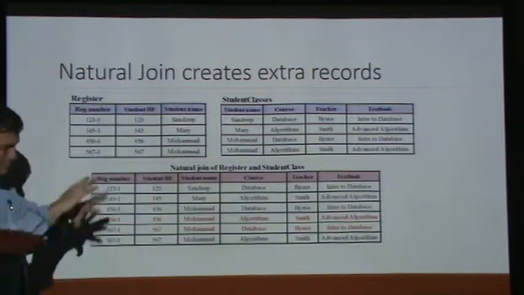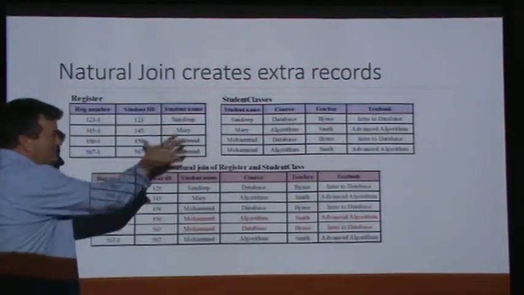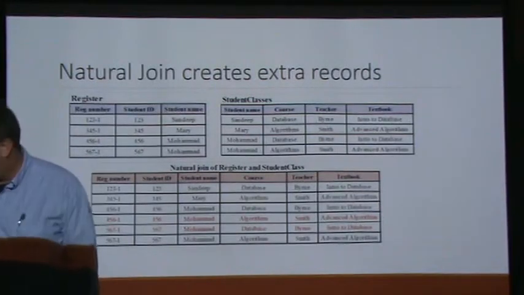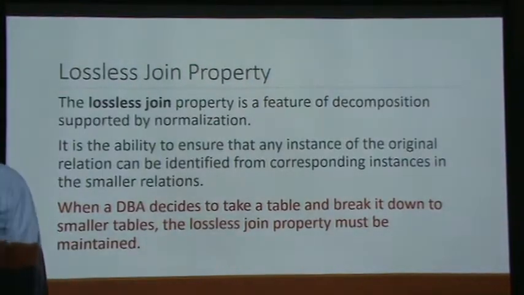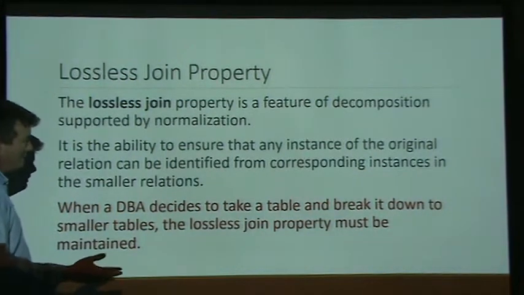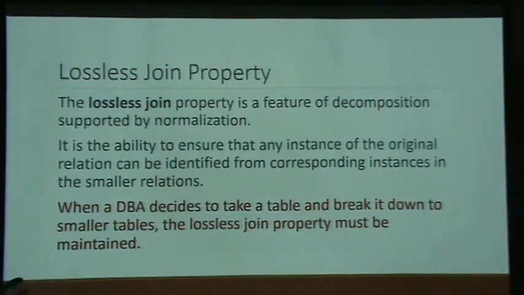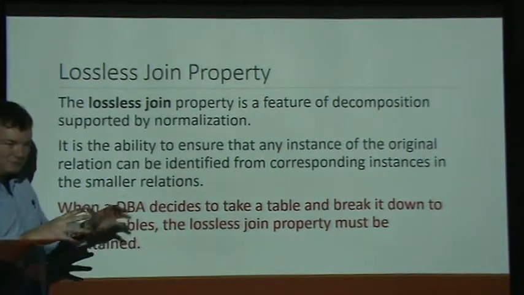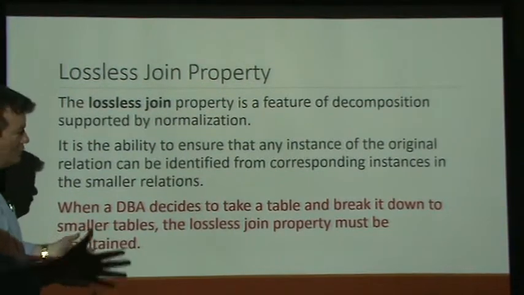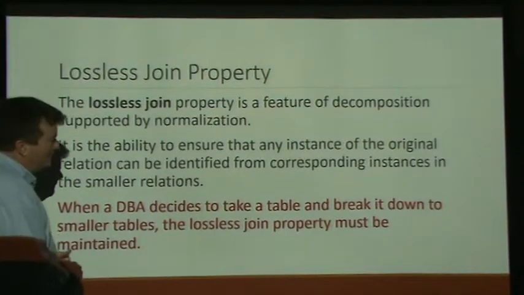Now, suppose it was a more complicated table and you couldn't see with your eyes that this is a bad way to break it up. There's a property, with a strange name, the lossless join property. It's basically the property that says if you break up your table, you won't cause the natural joins to have records in them that never existed before. You won't create new registrations.